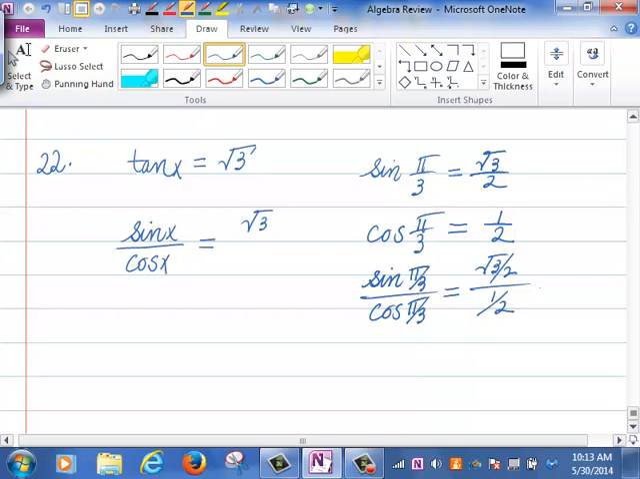So look at your circle, you'll see that you're basically taking the ratio of the second coordinate with the first coordinate and see if you get root 3. Okay? And this is root 3. So I know that one of the values of x would be pi over 3. And that's the only angle in the first quadrant where you're going to get tangent x to be root 3.